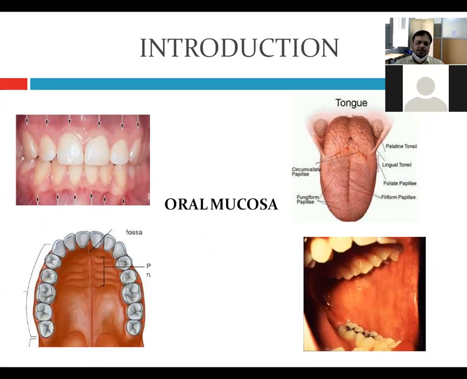So oral mucous membrane is divided into three parts. One is masticatory mucosa, second one is specialized mucosa, and third one is mucous membrane lining the remainder of the oral cavity. So today we will discuss about gingiva.